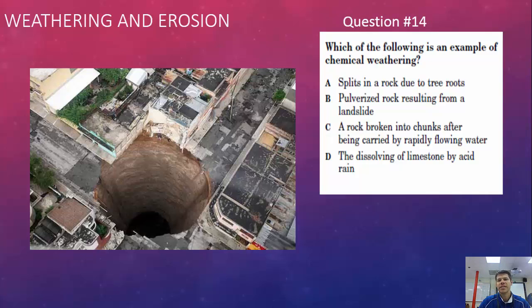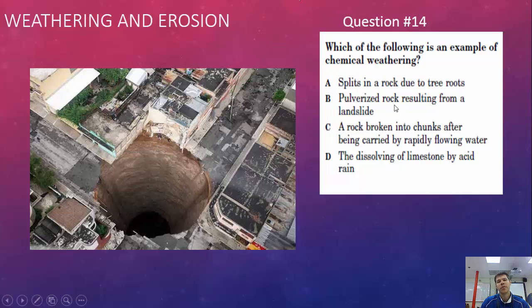All right, which of the following is an example of chemical weathering? Splits in a rock due to tree roots. Sometimes the roots of plants can go into a rock and actually mechanically or physically break it up, but that's not a chemical reaction.